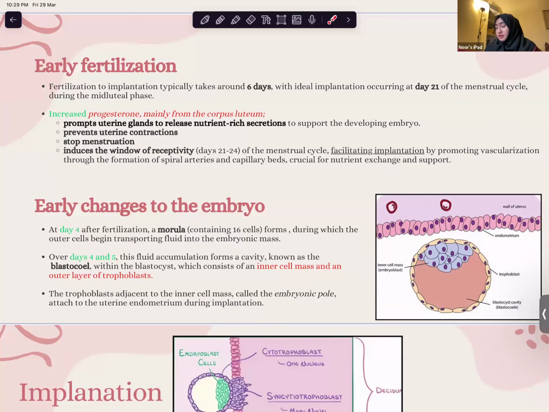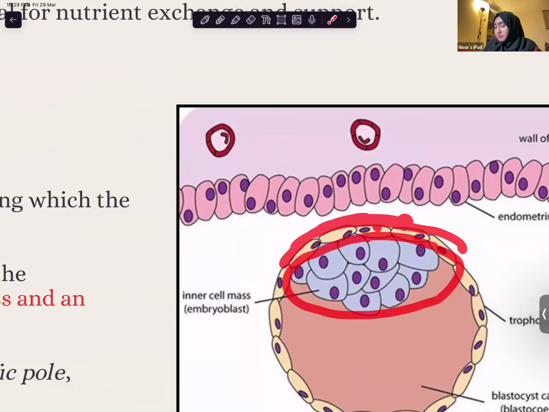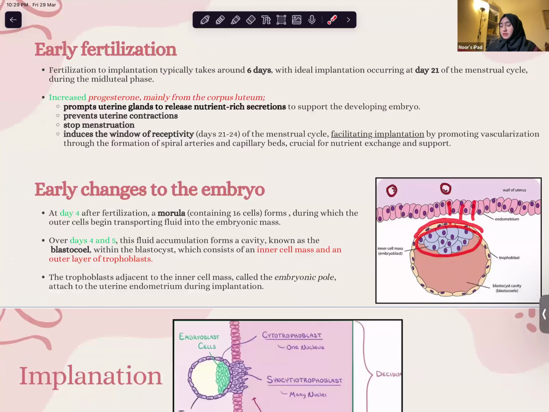And the outer cell layer is basically called the trophoblast. The inner cell layer is called the inner cell mass, or you can also call it embryoblast. Also, the trophoblast that is adjacent to the inner cell mass is now called the embryonic pole. You can't label it, but the purpose of telling why it's embryonic pole is because this is where it will go and start implantation. It's moving towards a pole for implantation, so that site is called the embryonic pole.